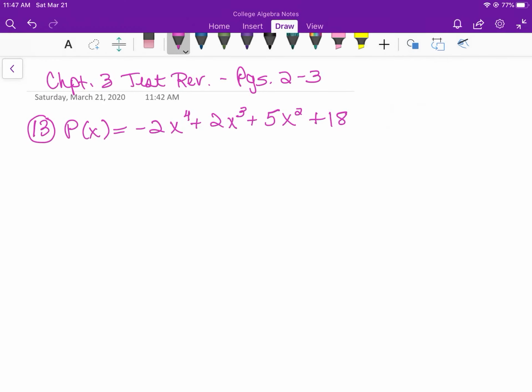Welcome back to our test review. This is Chapter 3 test review. We're going to go through pages 2 and 3 now.